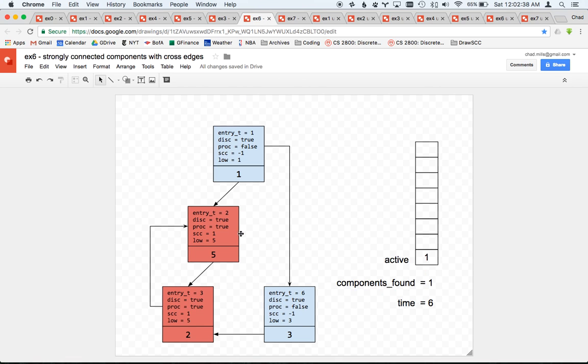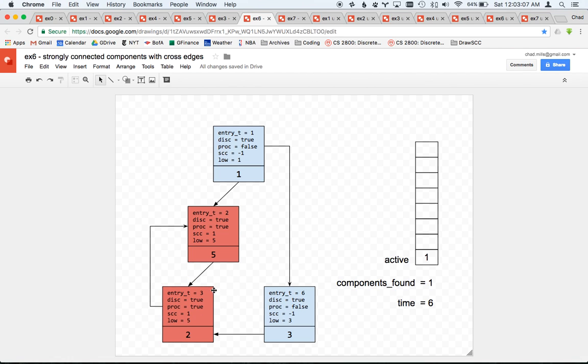But in this case, the target of the cross edge is not in a strongly connected component with any ancestor of the source of the cross edge over here. And notice that when this happens, it happens to be the case that the strongly connected component has already been assigned for vertex 2.